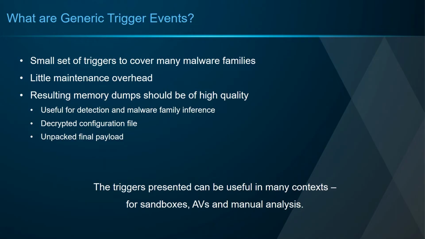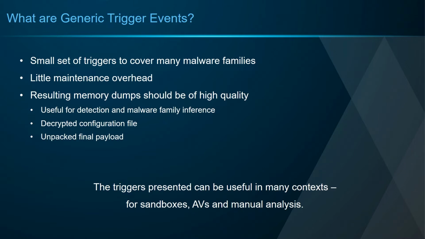But we will come up with some more generic triggers, some more generic events you can use to dump process memory. And that's what we're going to talk about today. So we want to have a very small set of trigger events that cover many families. We don't want to be family specific. We want to find only some events that apply to multiple families. We also don't want a lot of maintenance needed for those rules or events. We want them with less maintenance.